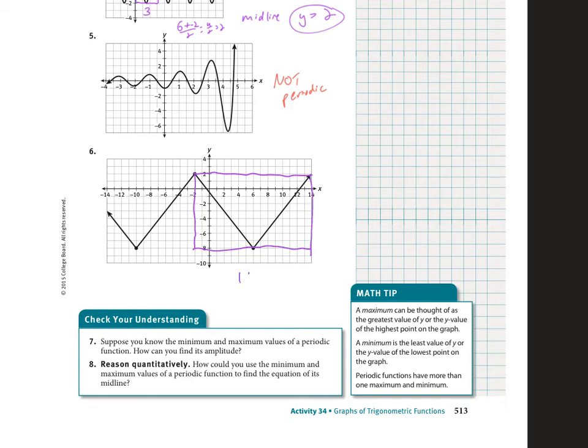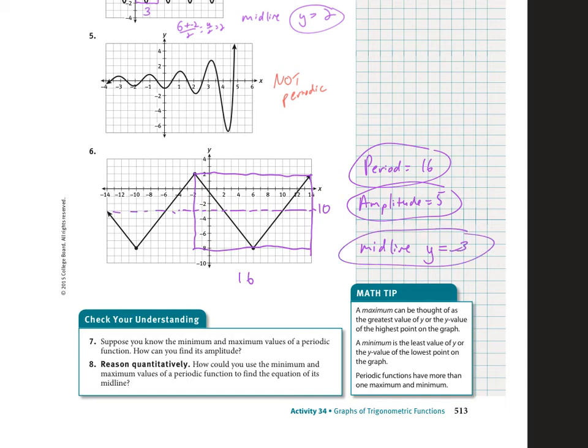So from -2 to 14, that's a width of 16. And then from -8 up to +2, that's a height of 10. So my period on this particular one is equal to 16. My amplitude, 10 divided by 2, is going to be 5. And my midline, it's horizontal, so it's y equals, between -8 and 2, that's going to be -6 over 2, so -3. And again, how did I figure that out? I just took the minimum and maximum, -8 plus 2 divided by 2. That's my midline idea.